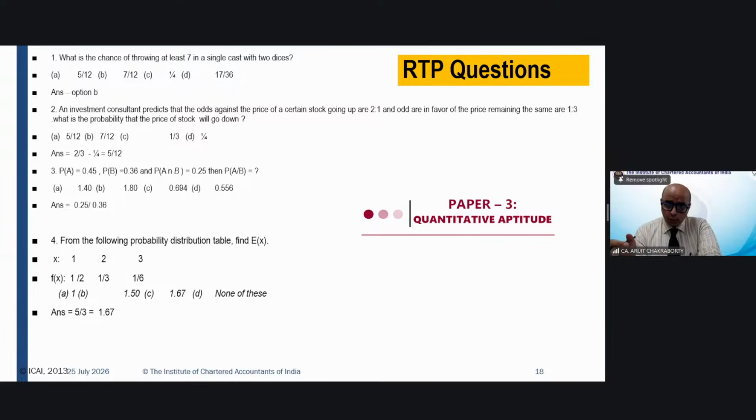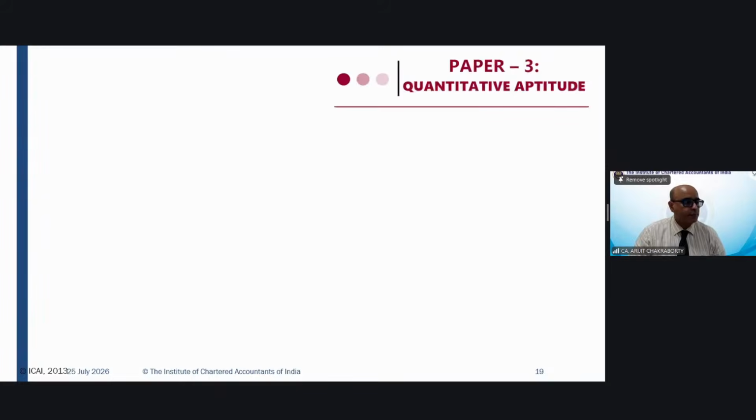If I add all these three, because the expectation E(X) is the sum of the product of probability and the corresponding value, X1 into P1 plus X2 into P2 plus X3 into P3, and in this way it goes on. So if I add up, I'm getting half plus 2/3 plus half, that is 1 whole 2 by 3. That means I'm getting 5 by 3, that is 1.67. Question 4, I hope this is clear. It's just a simple case of mathematical expectation which you need to calculate.